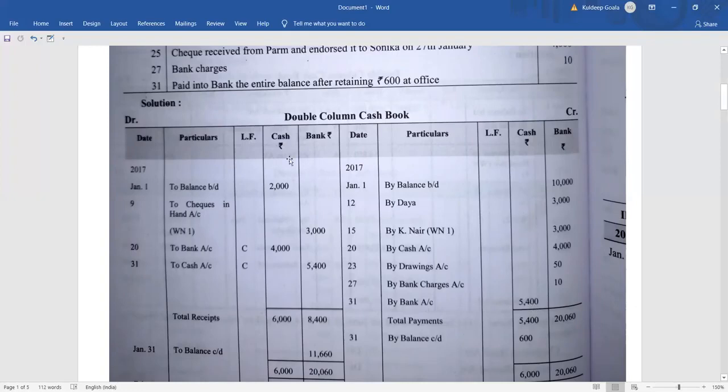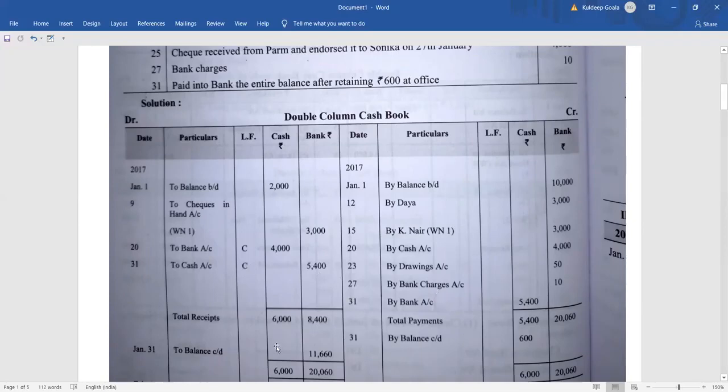And again, in the bank column, what will happen? Bank column debit side. From where will the money come? To cash. How much? 5,400. 5,400 from the cash column, right? From the cash side, debit side to cash account, 5,400. From cash it is coming. So it is a contra entry, cash and bank contra entry. It should be written here contra, it is written here. You should write contra here also, right? Contra entry.